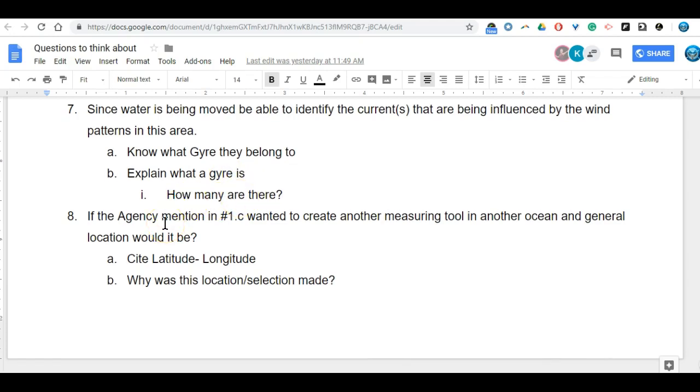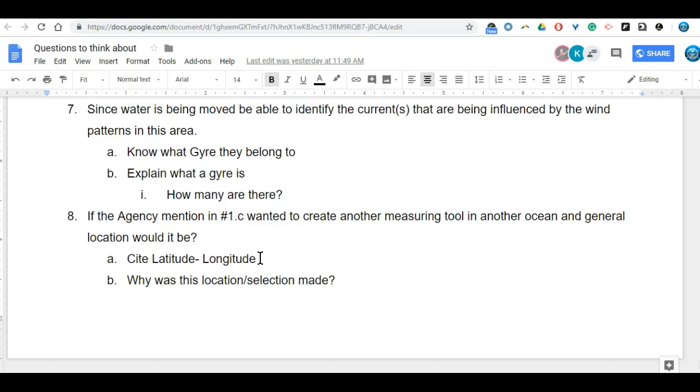So the agency mentioned in 1C, if they wanted to create another measuring tool, where would they go to? Cite like latitude, like an idea of latitude, longitude. It doesn't need to be both. Really, what I want you to think about here is we're looking at a specific wind pattern. That specific wind pattern is in a certain area. What area is that? Okay, so I need you to think about that one.